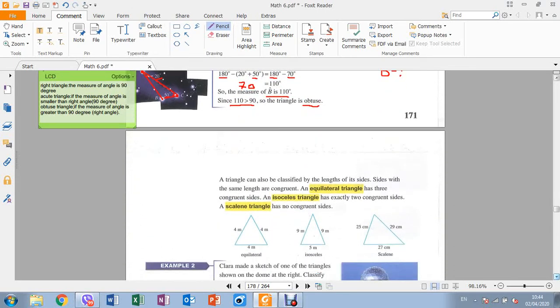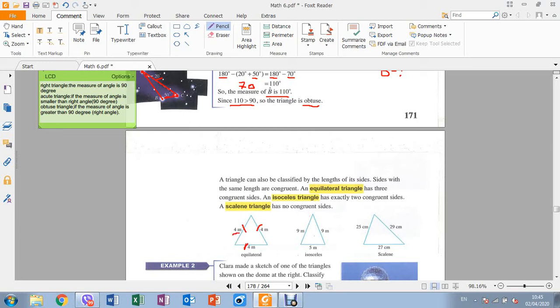Now the other way we can classify triangles is by length. A triangle can also be classified by the length of its sides. Sides with the same length are congruent. When we have sides that are the same, they are equal in length. These lengths are congruent. Look, we have 3 types. The length of this side equals the length of this side, and this side equals this side. We have 3 congruent sides.